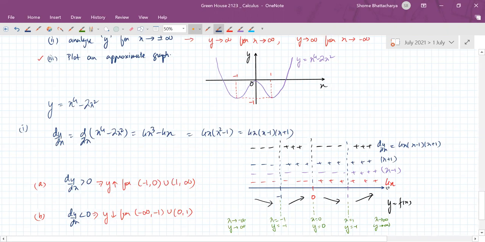Okay. This is your number line of x. So the factor 4x is negative when x is less than 0, positive when x is greater than 0. But the factor x minus 1 is negative the moment x is less than 1. It's positive only when x is greater than 1. Got it? Okay, sir.